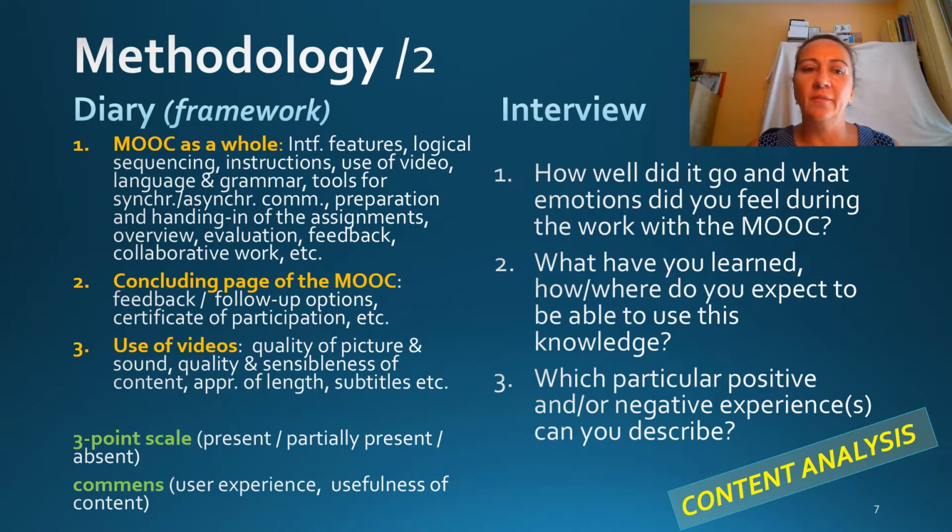And the third one specifically focused on the use of videos. They were asked to assess the quality of picture and sound, quality and sensibleness of content, appropriateness of length, the subtitles, and so on. For each of the elements, they had a 3-point scale to use. For most elements, it was possible to mark if it was present, partially present, or absent, and give comments. They were asked to give comments on their experience, on how useful things were, and so on. And on the right, you can see the questions of the interview.